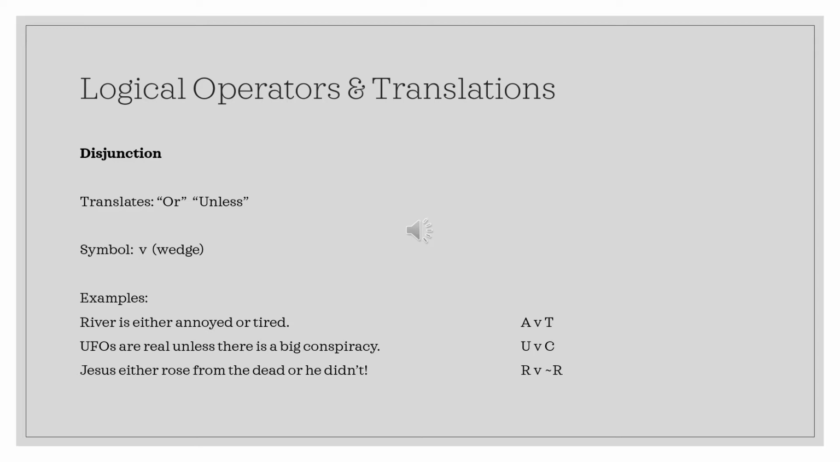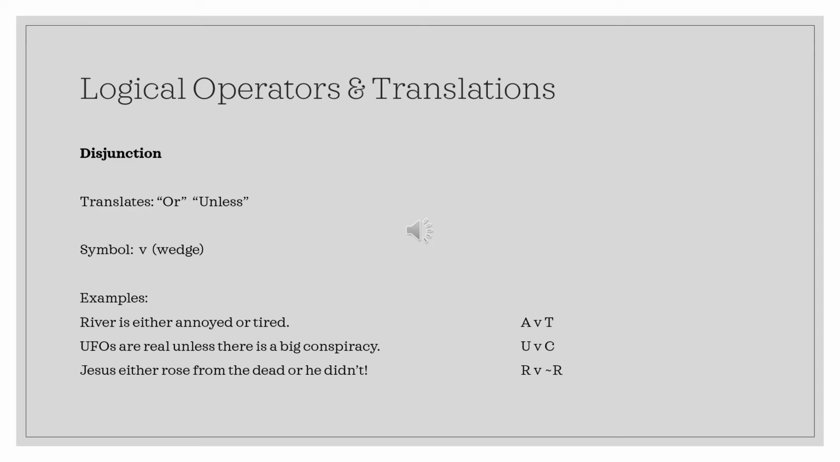It's called the wedge. And some examples here, right? So River is either annoyed or tired. Well, that can be translated into River is annoyed and the sentence River is tired. And then you can put the wedge in between those two to get River is annoyed or River is tired. Similarly, UFOs are real unless there is a big conspiracy. Well, that actually means the same thing as UFOs are real or there is a big conspiracy. So you can basically just put those on either side of the wedge. UFOs are real or there is a big conspiracy, for U or C here.